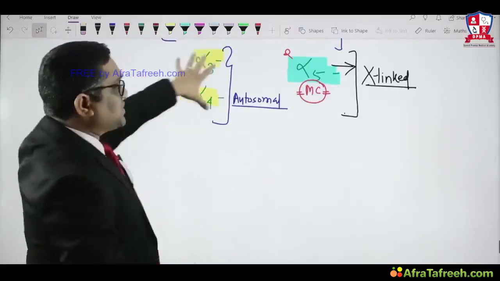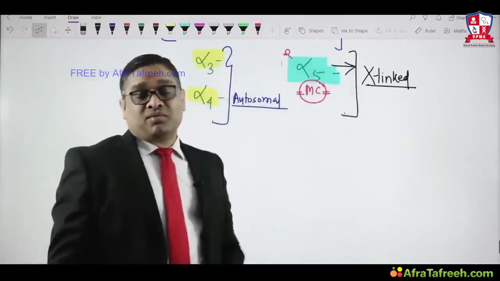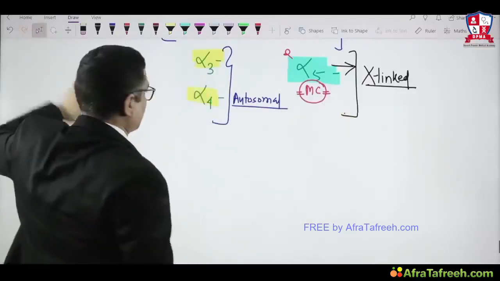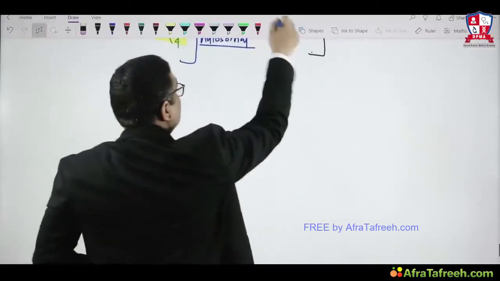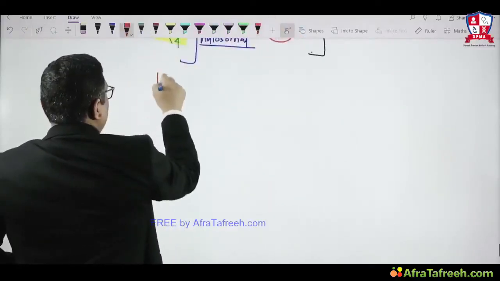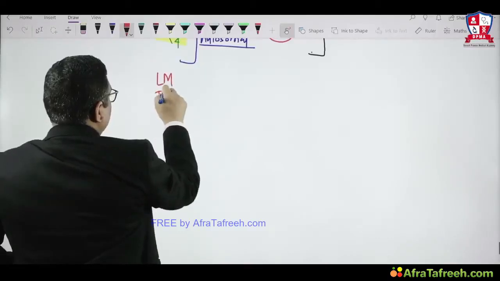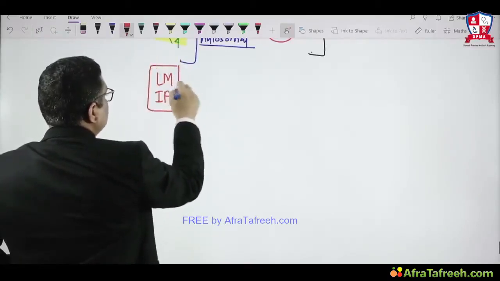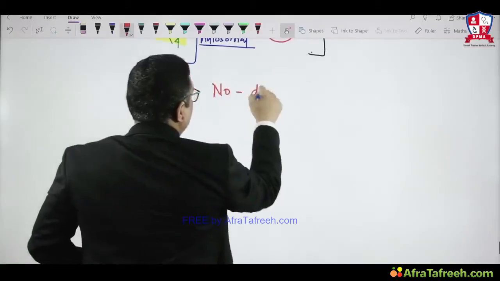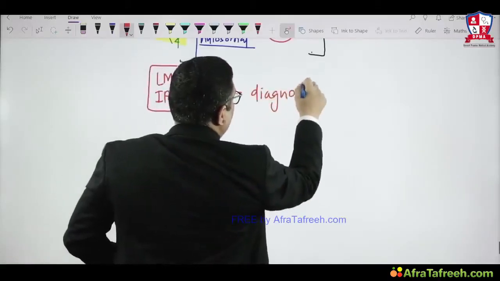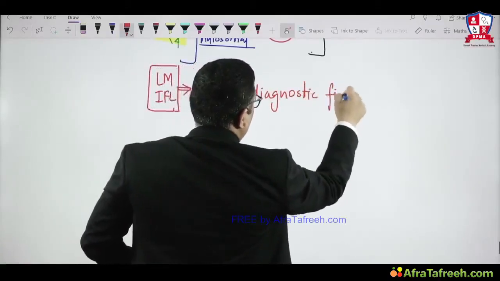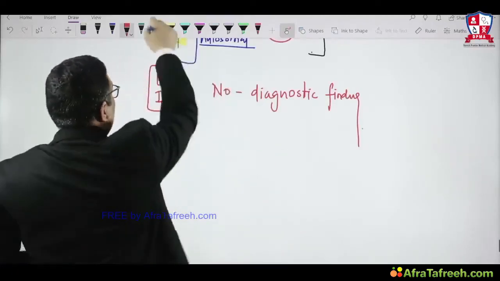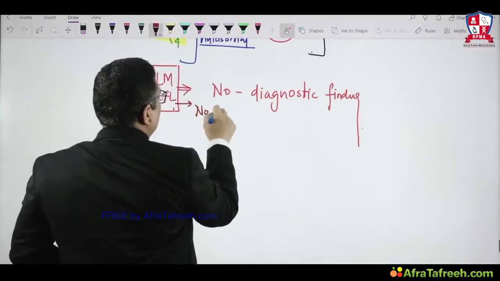Pathogenesis: it is defective assembly, not antibody mediated, whereas Goodpasture is antibody causing damage of the basement membrane. So that is why I wanted to discuss one more thing here. When you see light microscopy and immunofluorescence microscopy, there will be no diagnostic finding in Alport syndrome. Why is there no diagnostic finding on immunofluorescence? Because it is not antibody mediated, because there is no antibody.